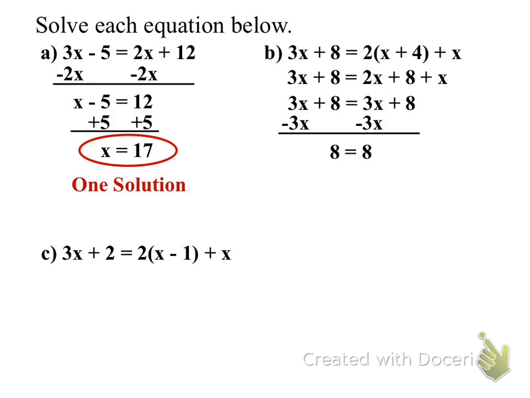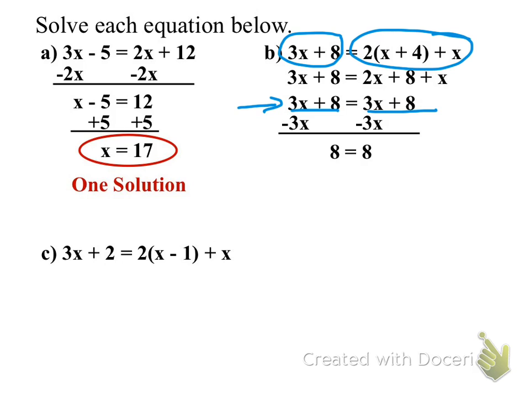There's no way. We eliminated our variable. What happened? It was gone. Does anybody have any idea what happened here? That means, look here. That means that this is really equal to this. It's just written in a different way. And you can see it right here: 3x plus 8 equals 3x plus 8.